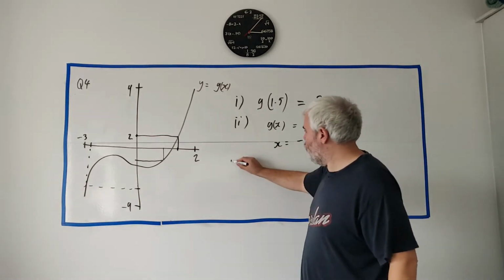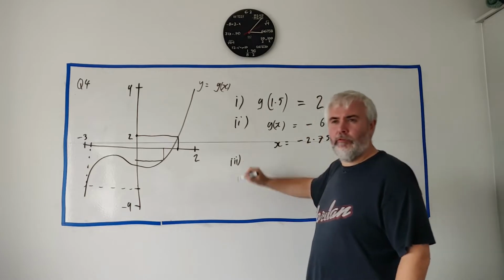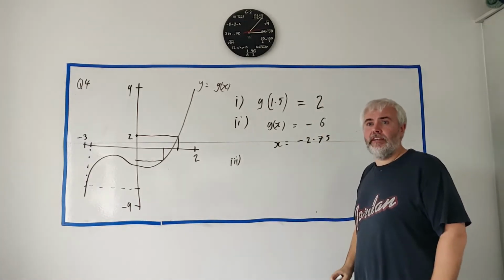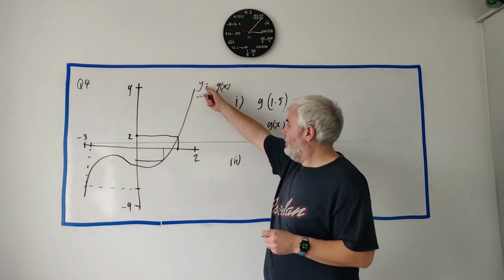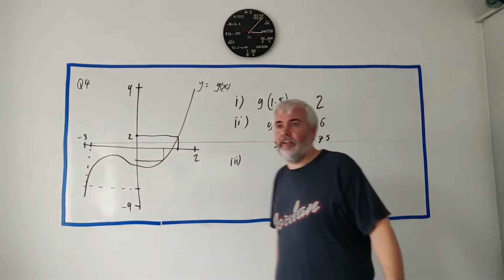Okay, for part 3, they actually give you four boxes to tick. It says, how many real roots has g(x)? This is g(x), this curve here is g(x).